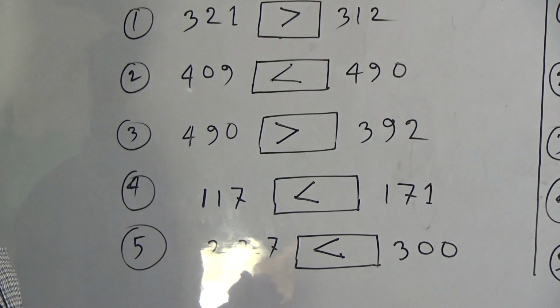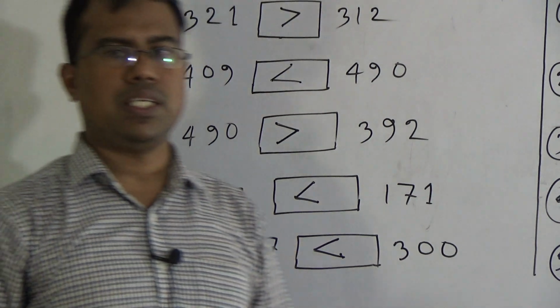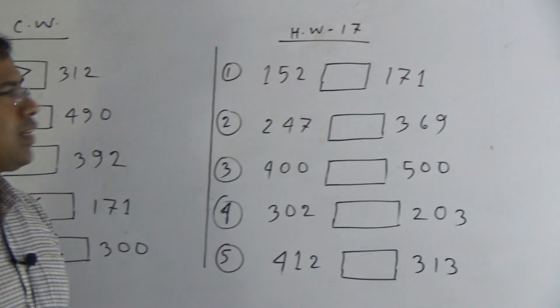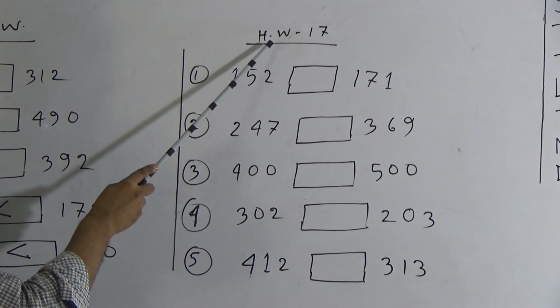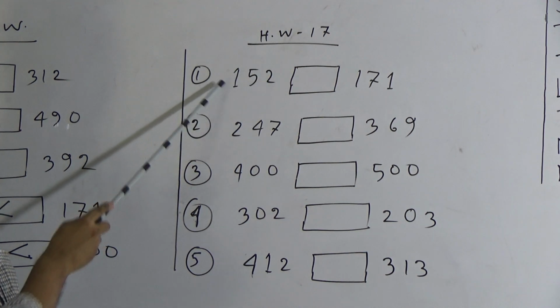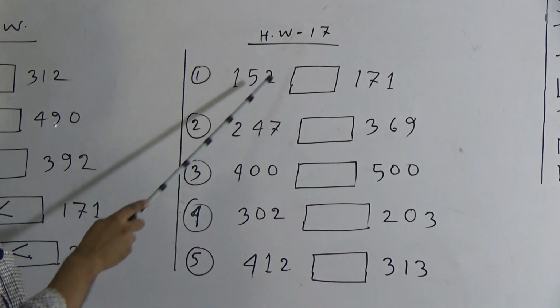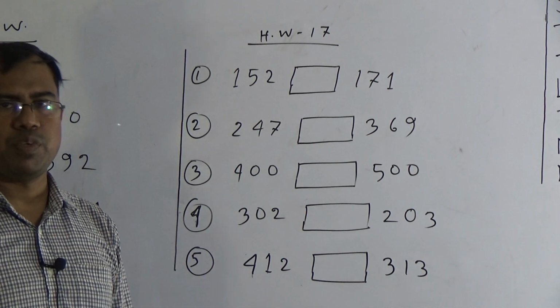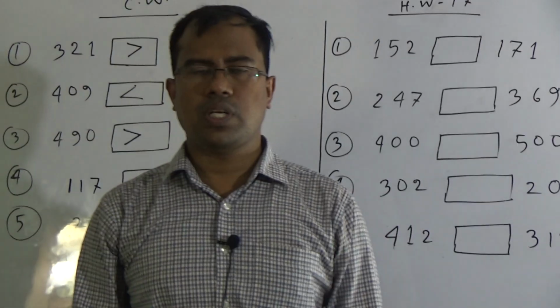Okay, dear students, we have finished our today's CW. I think you have understood today's class. We have to practice more and more, so now I am giving you the SW. Dear students, our today's SW is number 17, and here questions 1 to 5 are given. You have to put the appropriate symbol in the blank box. Okay, do your SW properly and submit it by next Saturday.